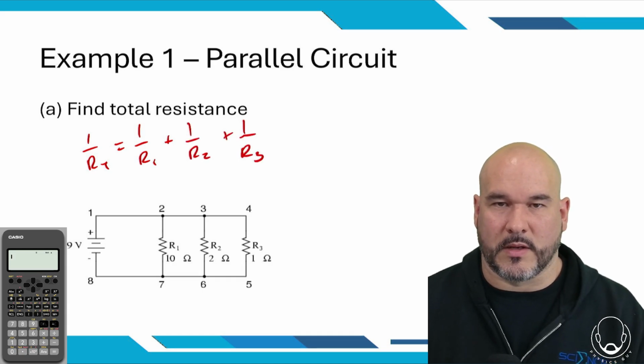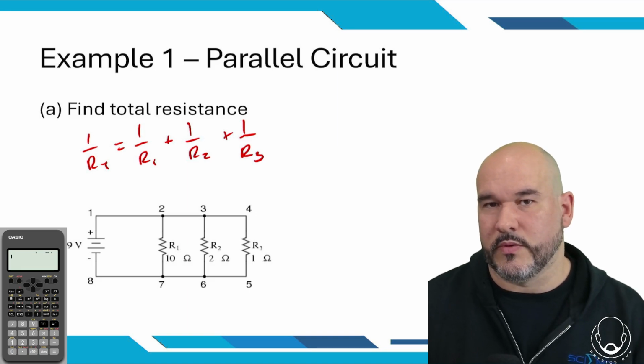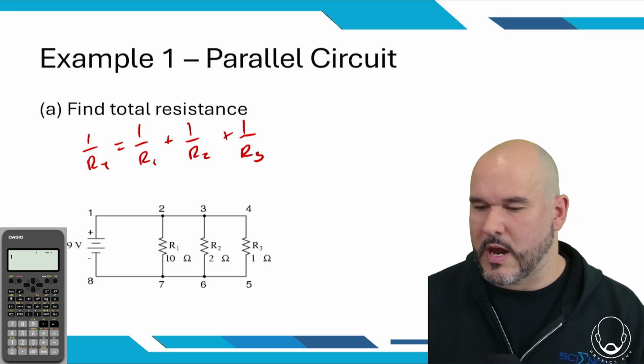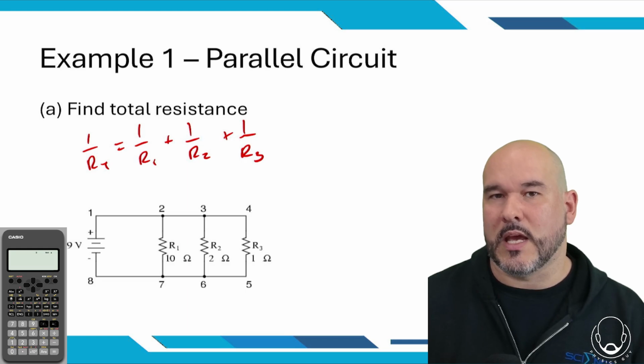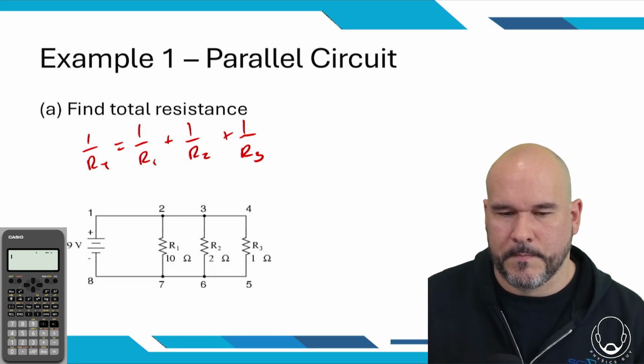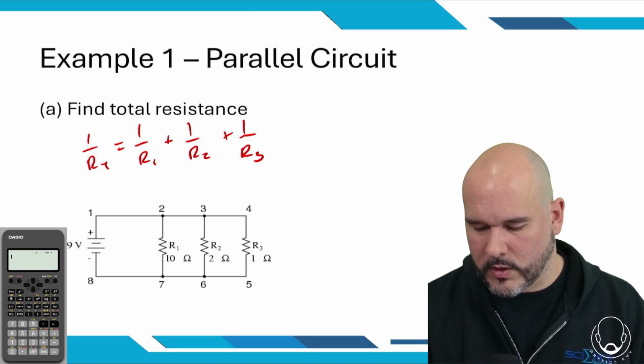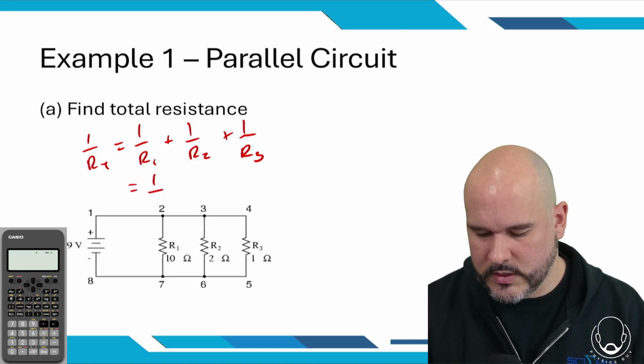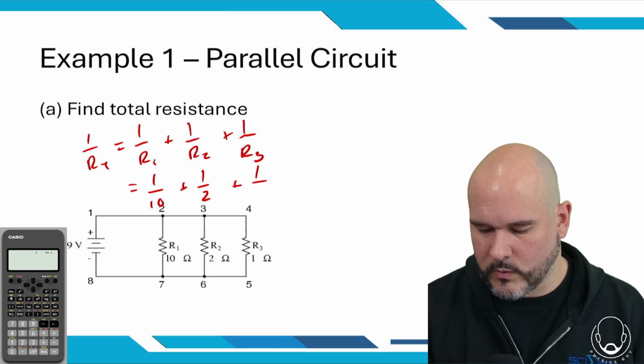Do keep in mind, probably the most common thing that students forget to do when using this parallel resistance formula is at the end, when they get their solution, they forget to flip it. Forget to do the 1 over. So we solve for 1 over RT. 1 over RT is going to be 1 over 10 plus 1 over 2 plus 1 over 1.